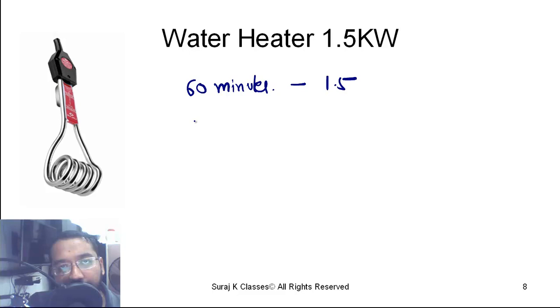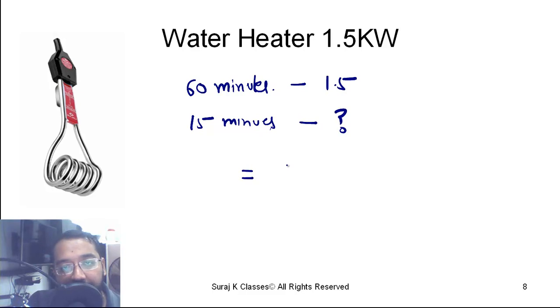Now I'm not using it for 60 minutes. I'm using it for only 15 minutes. Then how many units will be coming to my electricity meter, or how many units I will have to pay as my electricity bill for this? So for 15 minutes, it is a very simple calculation.